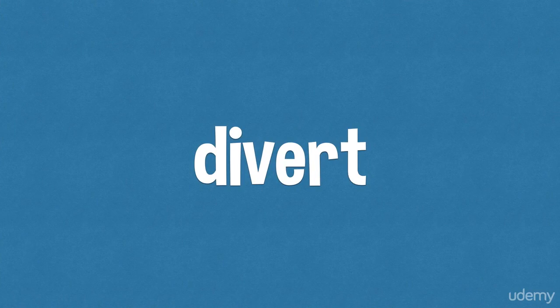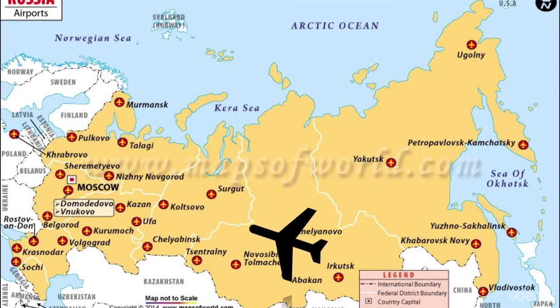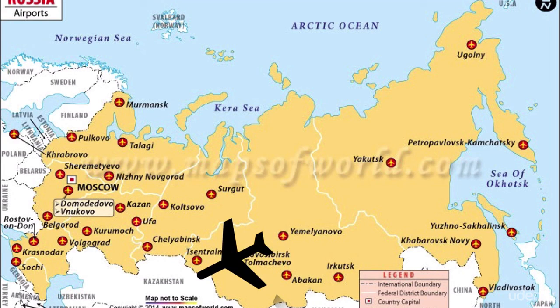Divert. If you divert something, you make it follow a different direction. So for example, here's a plane. It was flying from Vladivostok to Moscow when it developed a fault. Oh no, so it needed to land. So it diverted to Novosibirsk and landed there instead. So the plane diverted to Novosibirsk.